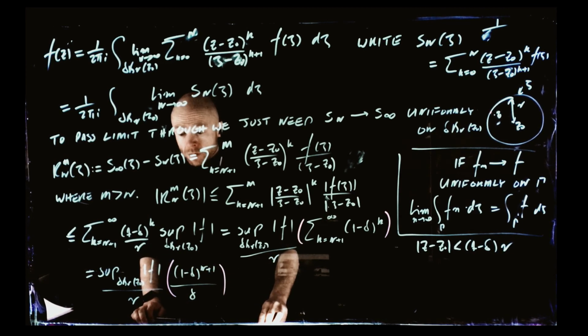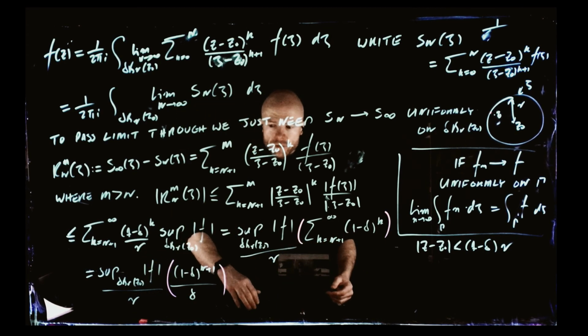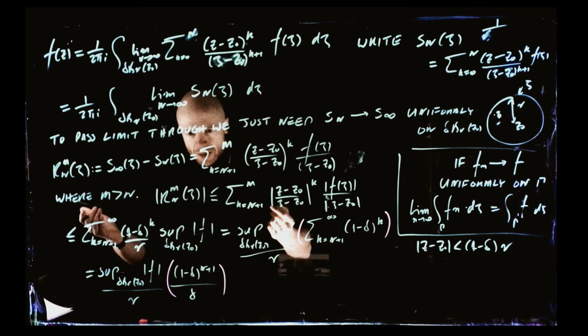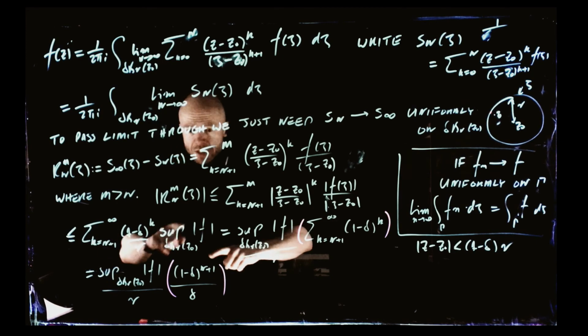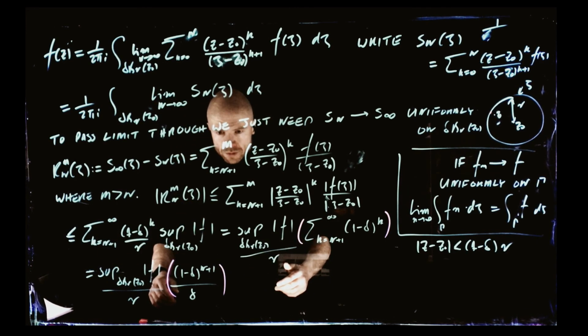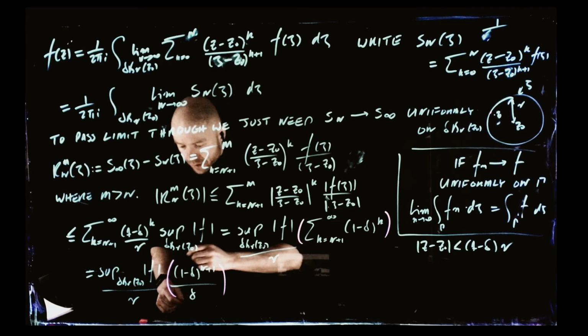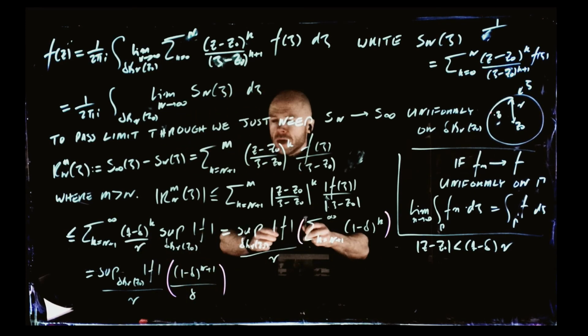Cool. So for sure, this thing is going to 0 as n goes to infinity, because 1 minus delta is going down to 0 as we take higher and higher powers. And it doesn't notice anything about zeta. This is independent of whatever zeta is.